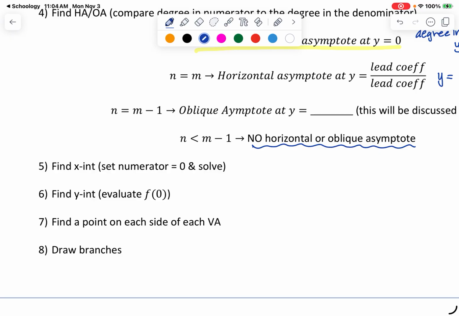Number 7, find a point on each side of the vertical asymptote. So to get the most accurate graph, everywhere you see an asymptote, you're gonna have to find points to the left and the right of it in order to make the graph accurate. And then lastly, you're gonna draw your hyperbolic branches.